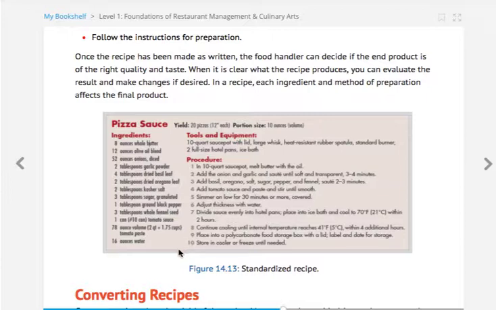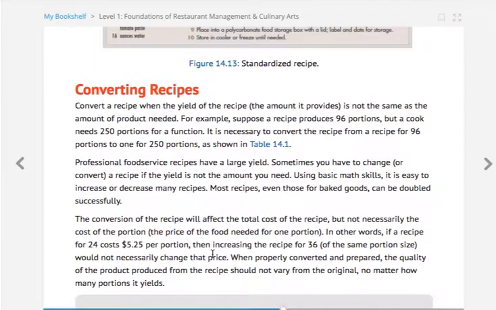Let's see what else. We also have our measurements in ounces and not cups, because ounces are a more accurate measurement. And let's see what else. I think that's about it for that one. So we're going to go down to converting our recipes.